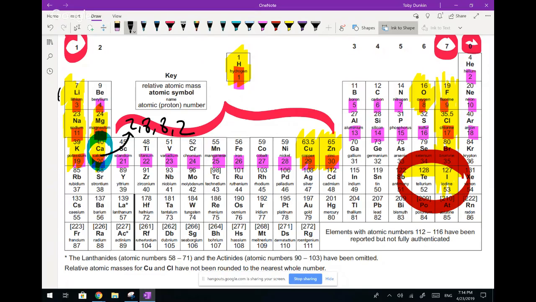It's a good question. So what I want to show you is how you can use the periodic table to decipher those numbers. Oh, ink to shape. I've just seen what that's done. That's quite clever. So I just want to show you how that can be done.